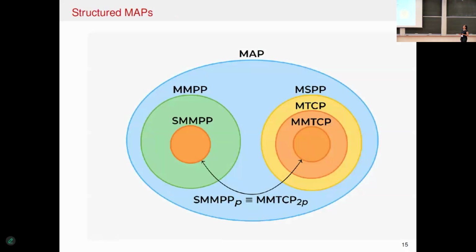Now back to the structured MAPs that I work with. I consider the whole MAP and two subsets of them, the Markov modulated Poisson process and the Markov switch Poisson process, and then some subclasses of them. I'm going to show that these two subsets can be considered equivalent to each other in terms of the first and second moment.